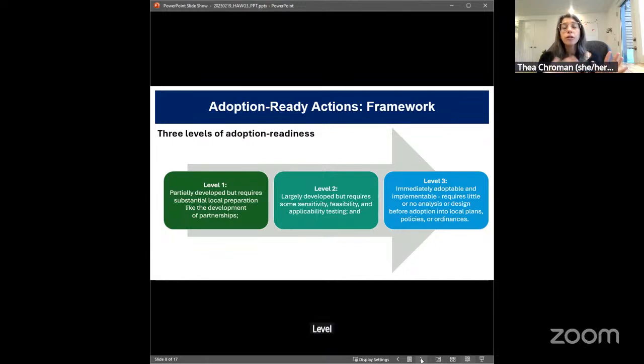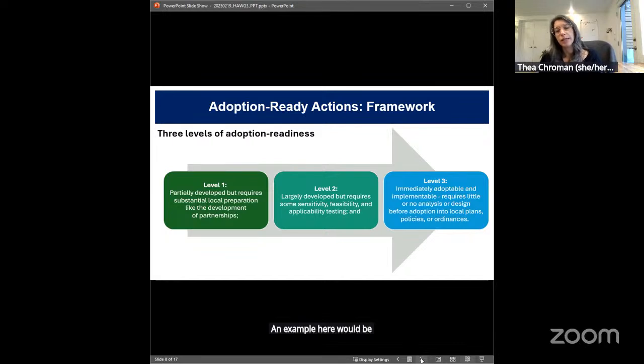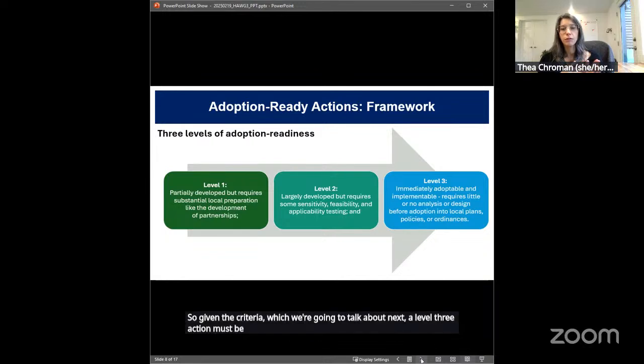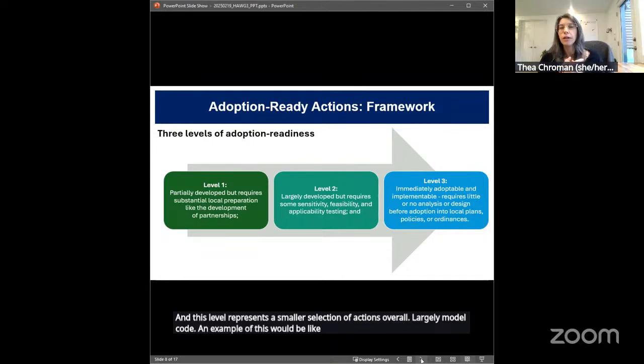Level 2 is largely developed and standardized, but acknowledges that some amount of local contextualization and sensitivity testing will be necessary and required, so as not to incur unintended consequences. An example here would be a model SDC policy for multi-unit housing development. Level 3 indicates that the action is, in fact, fully developed and immediately implementable. So given the criteria, which we're going to talk about next, a level 3 action must be developed to this peak level of readiness. And this level represents a smaller selection of actions overall, largely model code. An example of this would be model code for multi-unit housing standards.